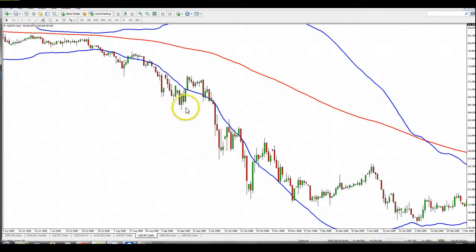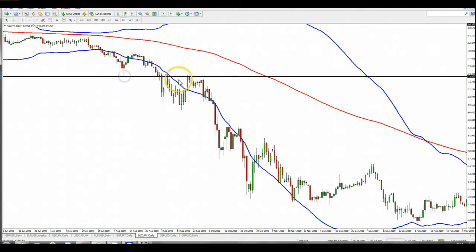What you're waiting for is a move up to a support or resistance level, like that. Price moves up to a resistance level. Resistance is when the price is below and it comes and tests it. Support is if the price is above it and tests it. So that's support, that's resistance.